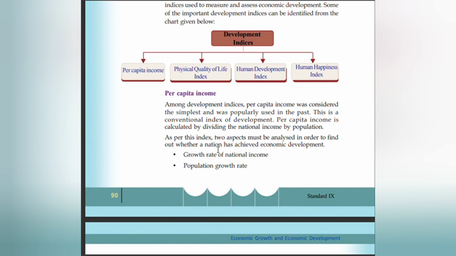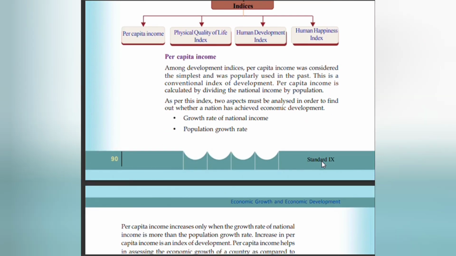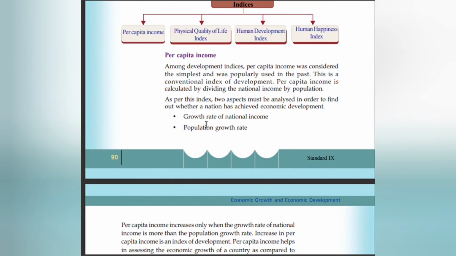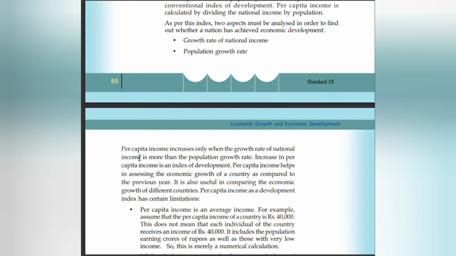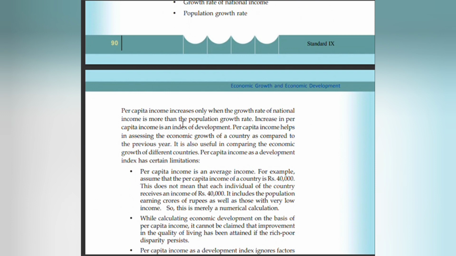As per the index, two aspects must be analyzed in order to find out whether a nation has achieved economic development: growth rate of national income and population growth rate. Per capita income increases only when the growth rate of national income is more than the population growth rate. Increase in per capita income is an index of development.